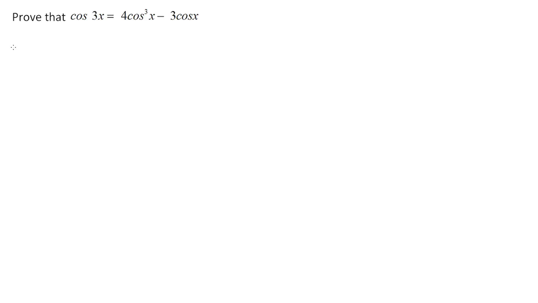Let's look at the following example. Prove that cos 3x is equal to 4 cos cubed x minus 3 cos x. We need to prove that the left-hand side is equal to the right-hand side. That's why we will first start by writing down the left-hand side. Cos 3x.